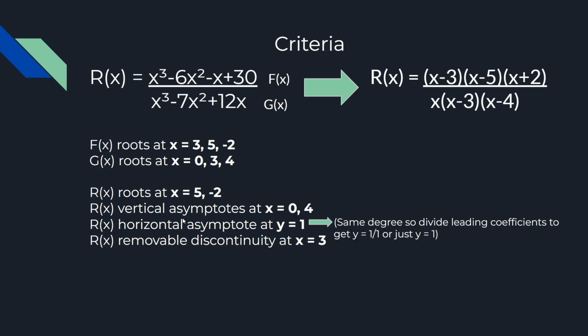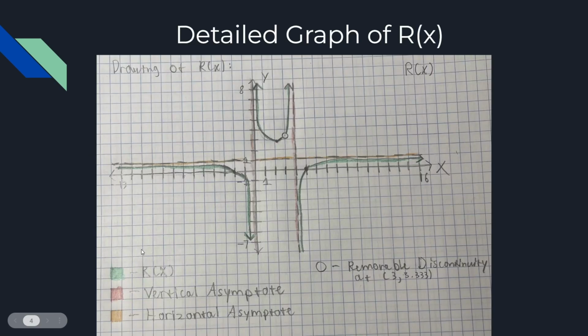R(x) has one horizontal asymptote at y equals 1, and R(x) has one removable discontinuity at x equals 3. Here's my detailed graph of R(x), where green is R(x), red is the vertical asymptotes, and orange is the horizontal asymptote, and the hole here is the removable discontinuity.